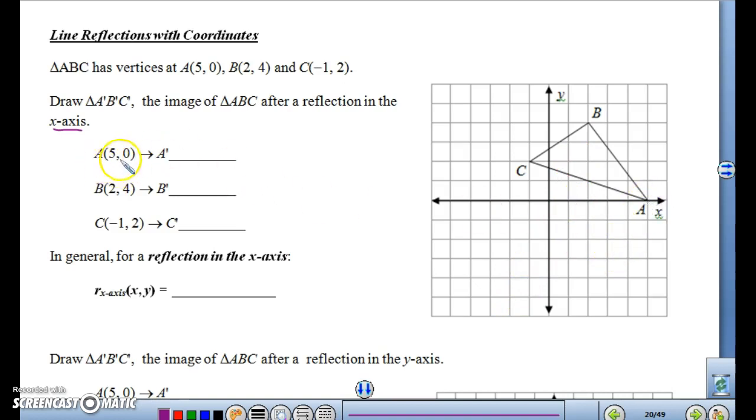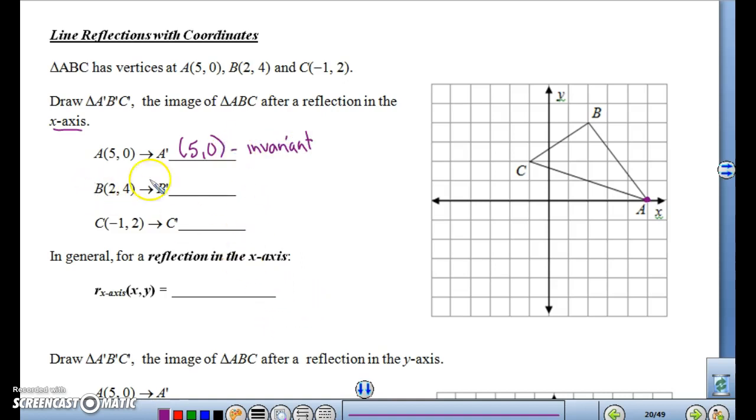So let's look at A at (5, 0). Where is A prime going to be? Well, isn't this on the x-axis, so is that going to move? No, it's not going to move. It's going to stay exactly where it is. So A prime is going to be at (5, 0). So remember, that's going to be an invariant point. That does not move. It's invariant.